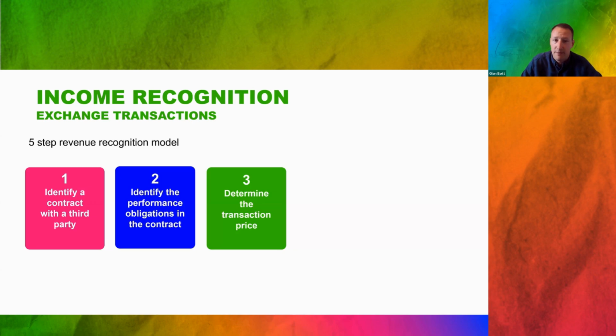Step 3 is to determine the transaction price. So this is the price of the overall contract. Basically, what's the total amount of income that the charity is expecting to receive from this exchange transaction?